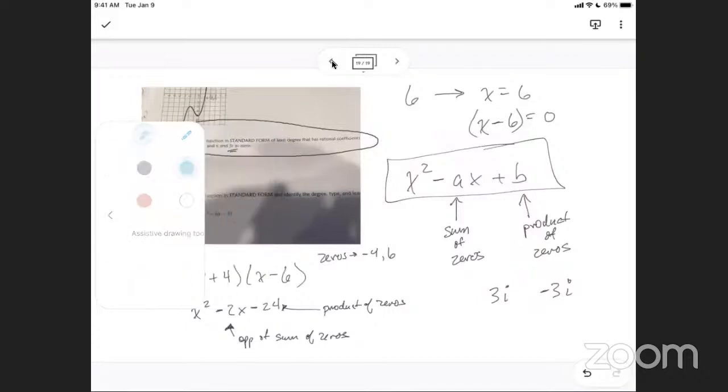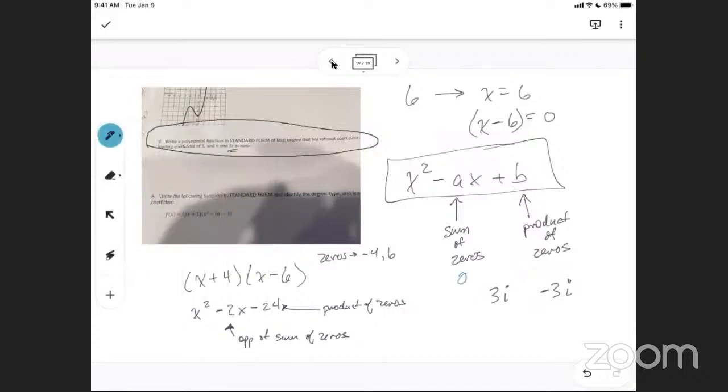So let me do that right here. The sum is 0, and what's the product? -9i squared. And what's i squared equal to? -1. That's right. So what's the product really? Just +9. So do you know what the quadratic you would get from that? It would just be x squared plus 9. So that's the quadratic from these 2 zeros.